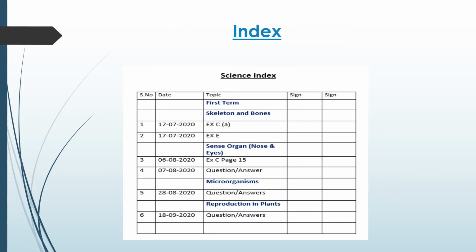This is your index. We have completed 4 chapters by now. The first chapter was skeleton and bones, then sense organs, nose and eyes, chapter 3 microorganisms, and chapter 4 reproduction in plants. If any of these chapters is missing, kindly complete your work. You can ask me on Edmodo or in live session and I will provide you with the question and answers.